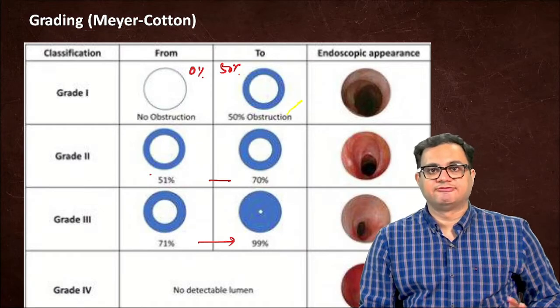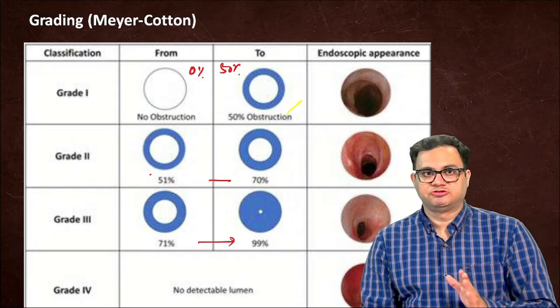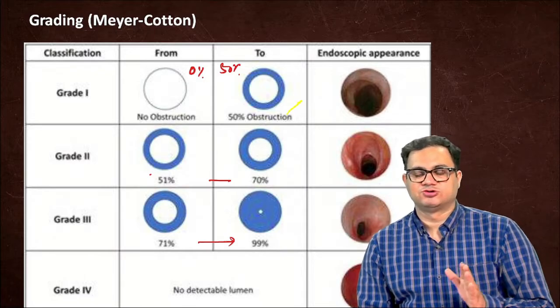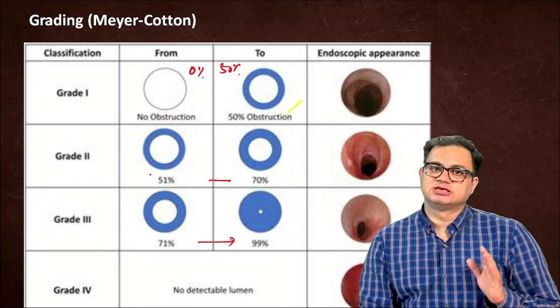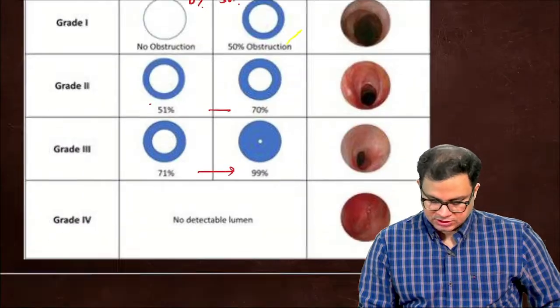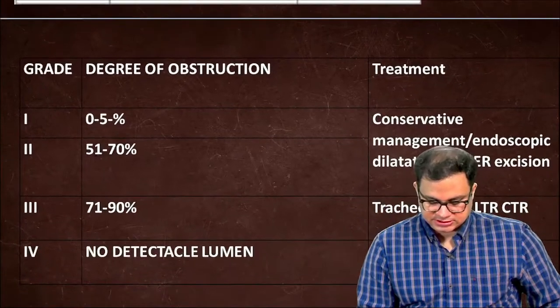Grade 1, 2, 3 and 4. Grade 1 is 0 to 50, grade 2 is from 51 to 70, grade 3 is from 71 to 99, and grade 4 is when there is no detectable lumen. So how will we treat such a patient?